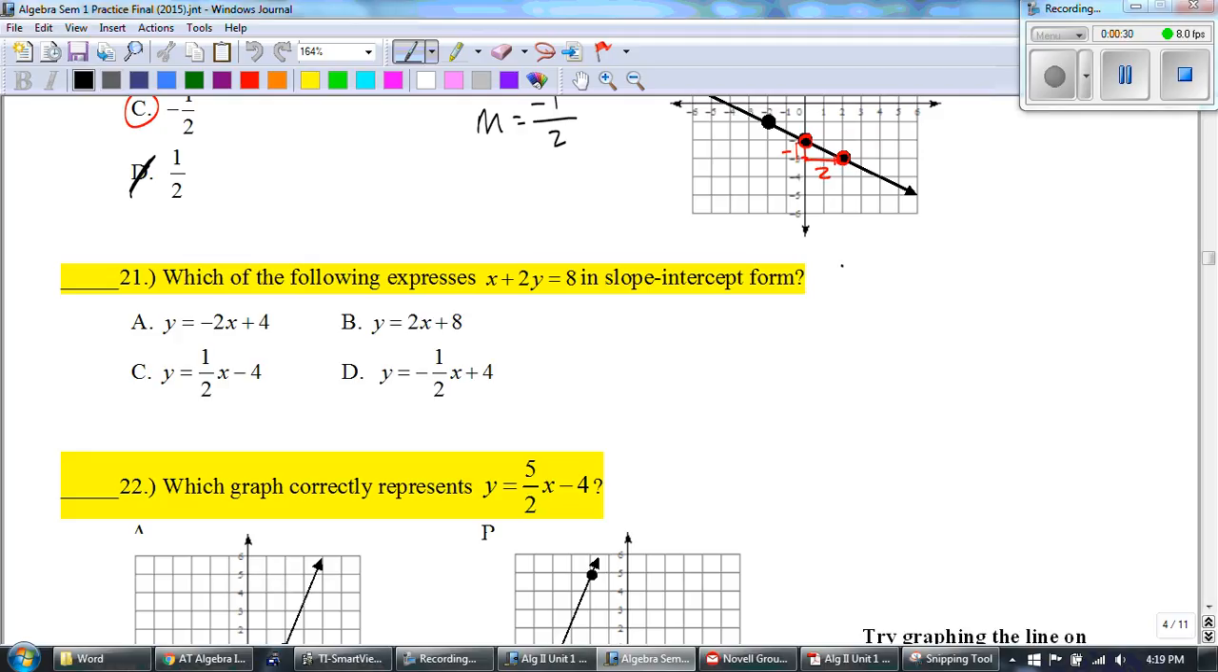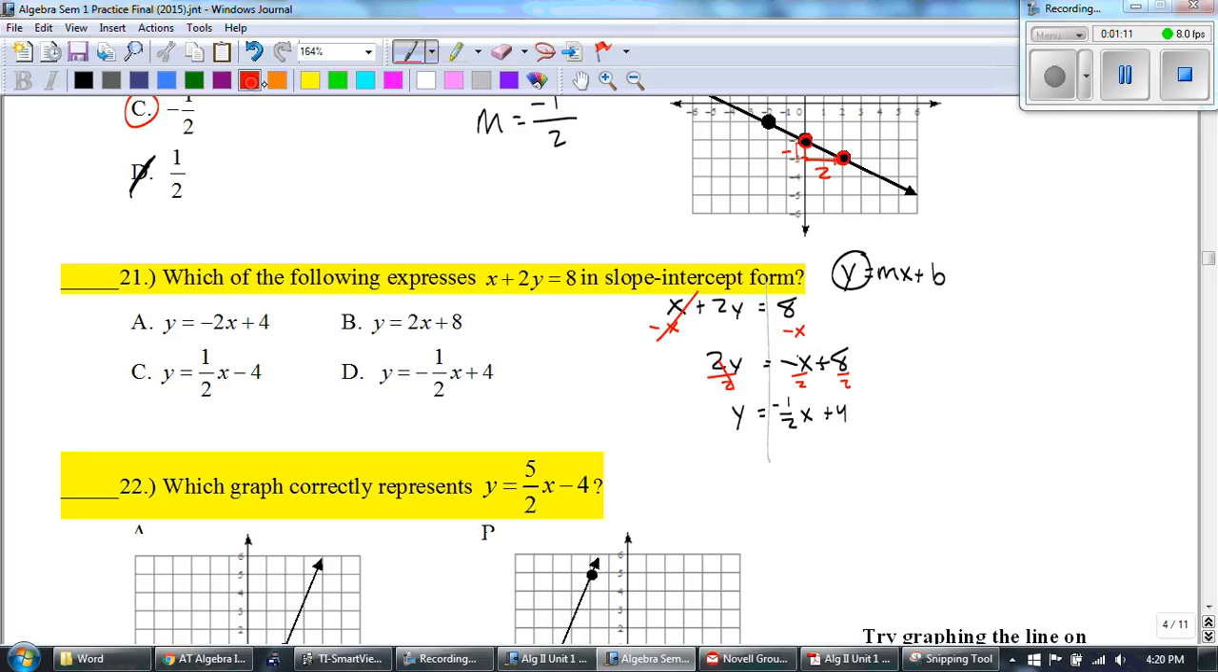Just remember, slope-intercept form is y equals mx plus b, so I need to get the y by itself. I don't really have a lot of room, so I'm going to rewrite it over here, and then solve for y. That means I have to subtract the x to the other side, and we get 2y equals negative x plus 8, and then I need to divide everything by 2. So we get y equals negative 1/2 x plus 4.